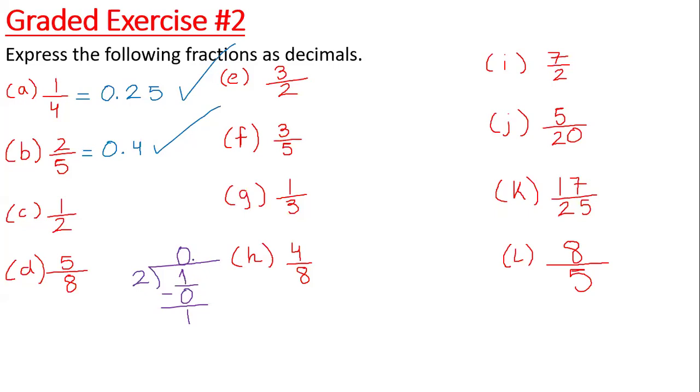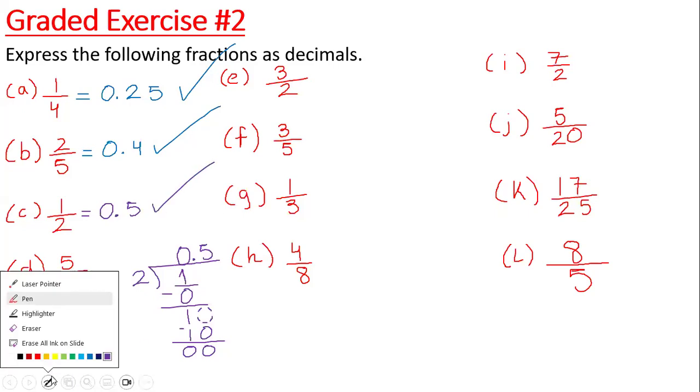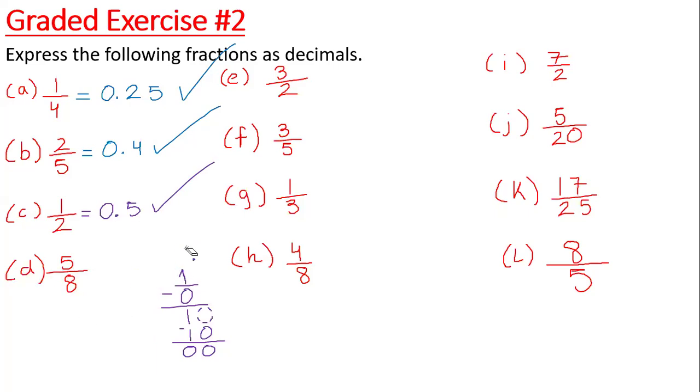We put the decimal point here. This becomes a 0, an imaginary 0. Right? How many times does 2 go into 10? 5 times. 2 times 5 is 10. Very good. 10 minus 10 is 0. It's going to be equal to 0 point what? 0.5. Very good. Did anyone else get that right? 0.5. Yes, sir. I did. Excellent.